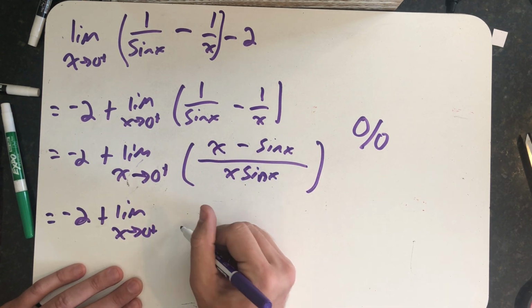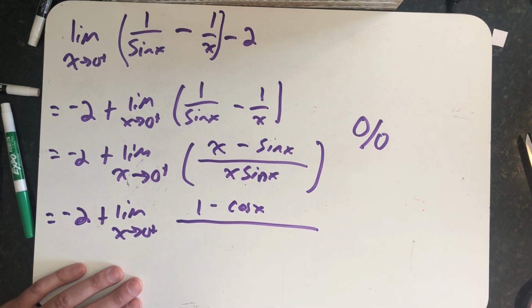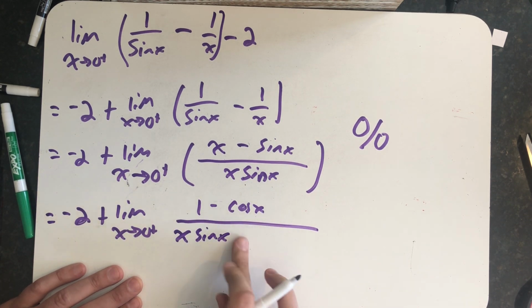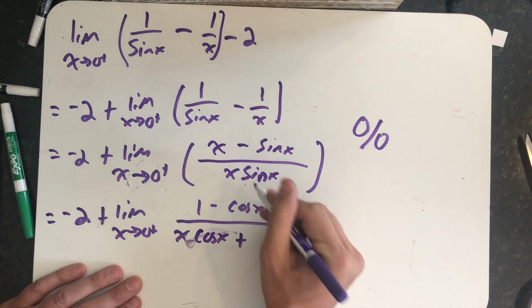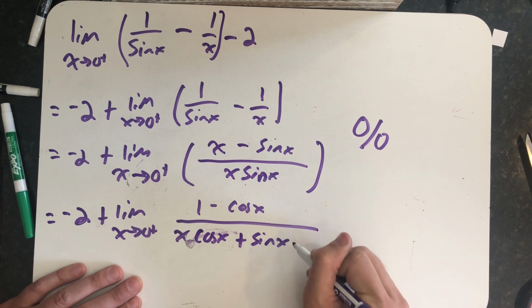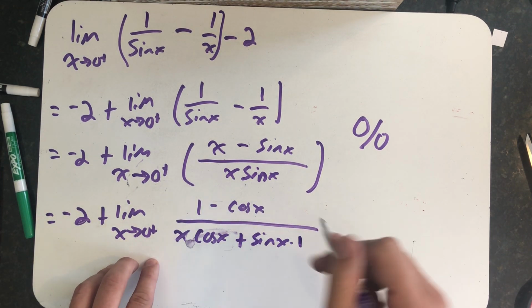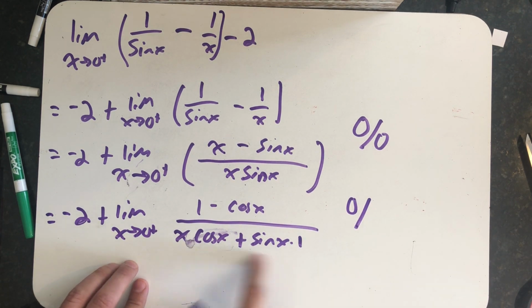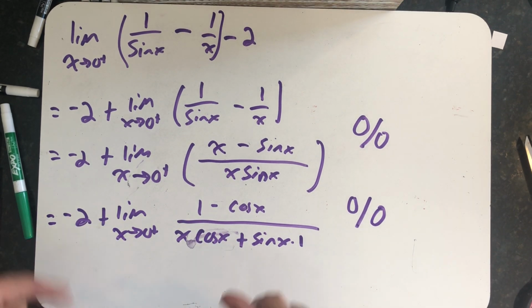But now I can take a derivative of the top, 1 minus cosine x, and on the bottom I have to use the product rule. x times the sine of x, x times the cosine of x, taking the derivative, plus sine of x times 1. All right, so I try to evaluate this. On top I get 1 minus 1 is 0, and on the bottom I have 0 plus 0. This is still the form 0 over 0. I'm going to apply L'Hopital's rule one more time.